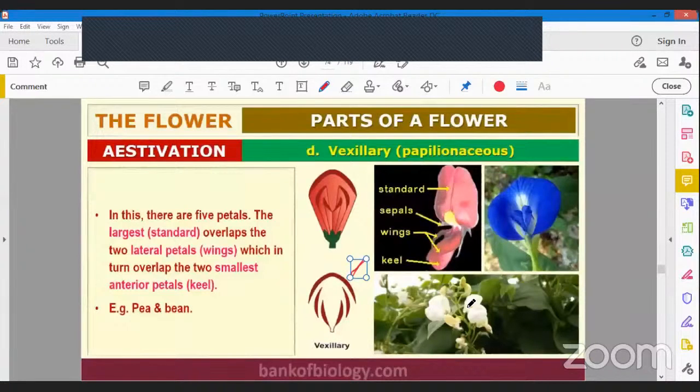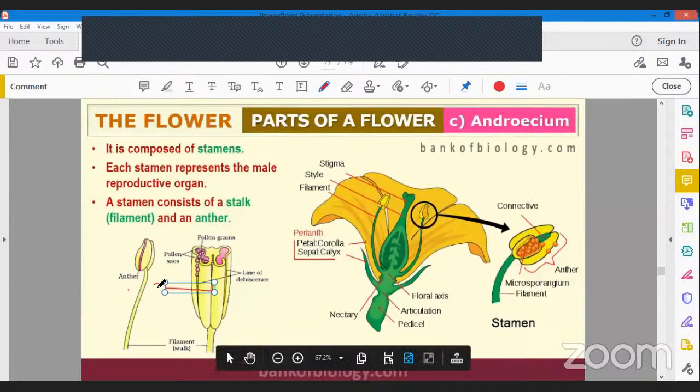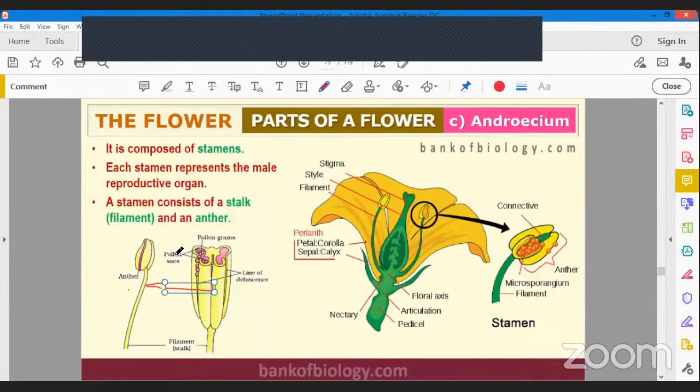Done. So next we go to the androecium, that is the male part of the flower. Okay. So androecium is composed of stamens. Stamens are the individual units. So each stamen represents the male reproductive organ of the flower. A stamen consists of a stalk, called the filament. This is the filament, and the other part is the anther, which is a bilobed structure. Take it down.